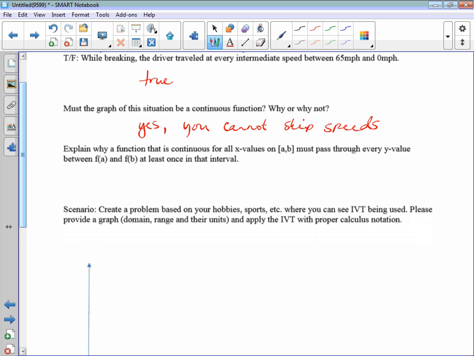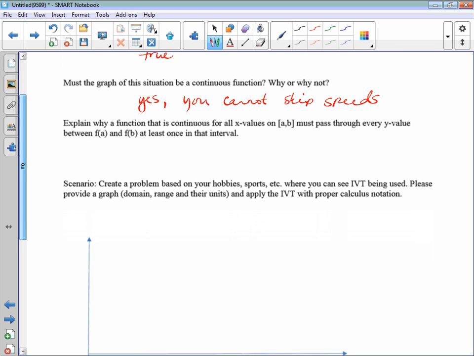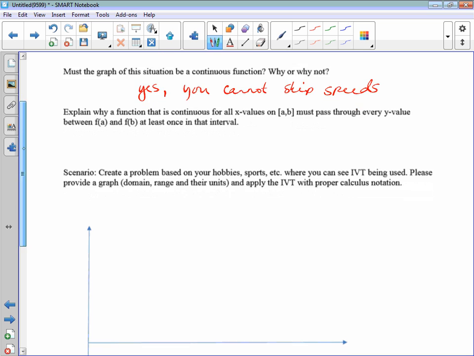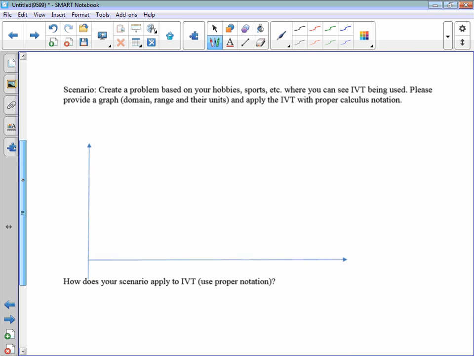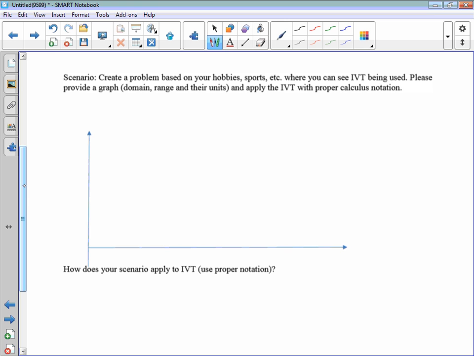I mean, it's the same thing again. With it being continuous, you know it has to touch all of them. So, last thing, I want you guys to come up, and you can talk to each other, come up with a problem that is something you're interested in, where you can see the IVT being used. Okay? I know, your brains are tired today, but you can do this. So, I'll give you a second.